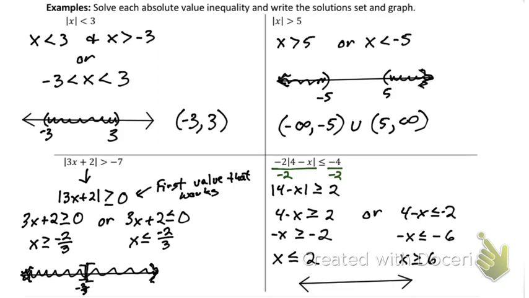X is less than or equal to 2. So at 2, I'd put a bracket, and I would shade everything less than it. At 6, I'd put a bracket. I would shade everything greater. Our interval notation, I didn't really leave much room, but I'd have negative infinity to 2, including 2 with a bracket. And we'd union that with a bracket 6 to infinity.